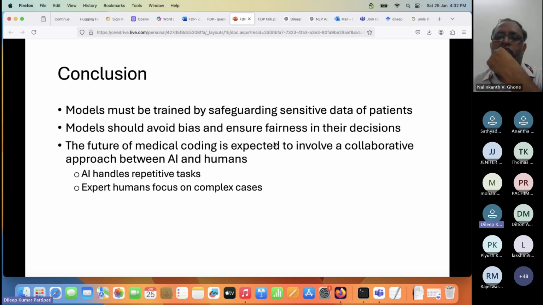Also, while training the models, proper safeguarding measures should be taken, so that the personal information of the patients is protected. Models should also be trained to avoid bias and ensure fairness in the decisions. The future of AI solutions in the healthcare domain is expected to be a collaboration between AI and humans, with AI handling repetitive tasks and expert humans focusing on the complex tasks.